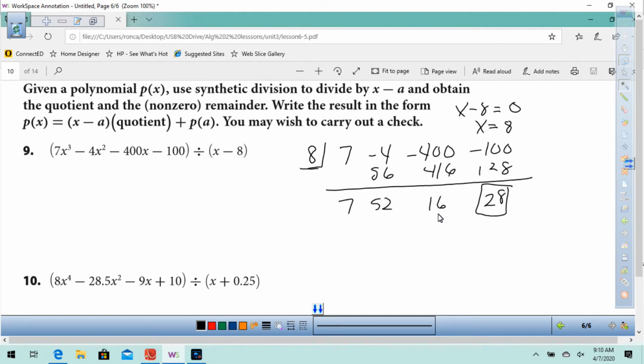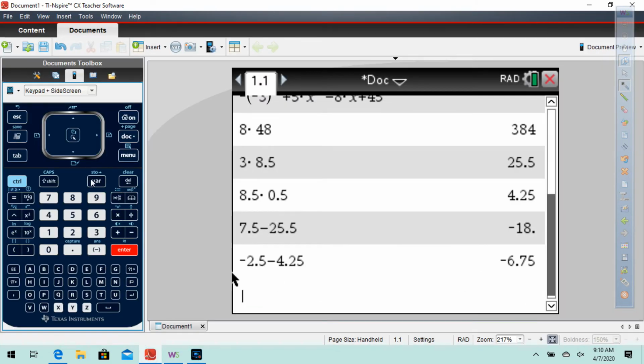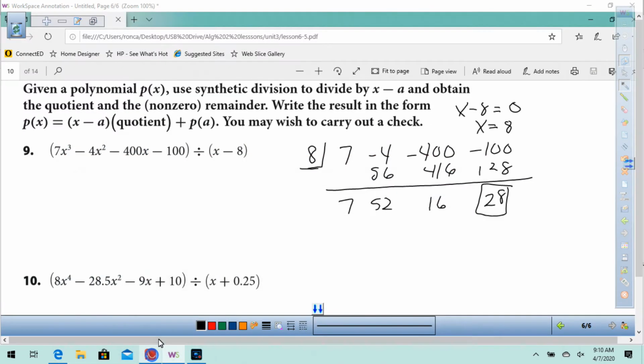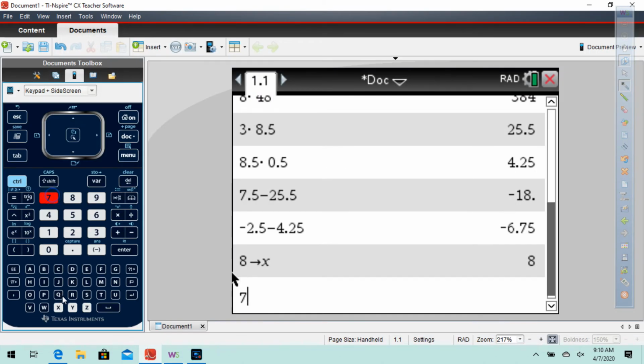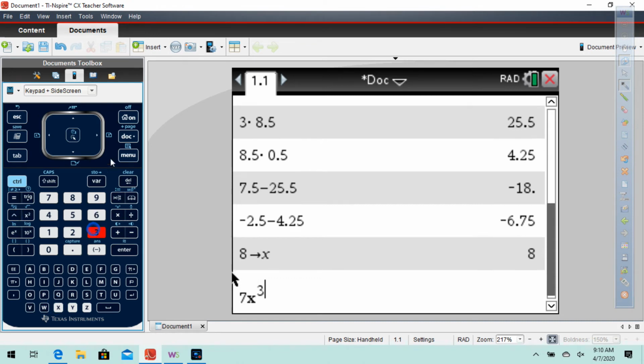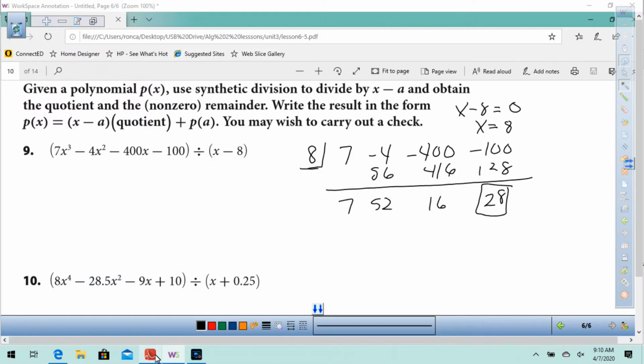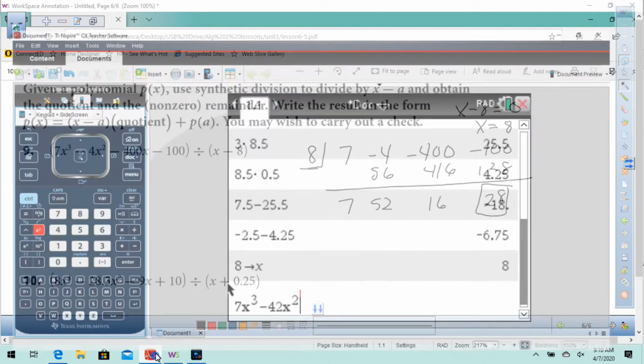I wonder, watch this. This is going to be cool. You're going to like that. So I got 8 here, right? So I'm going to go into my calculator and I'm going to put 8 control variable X. Now let's go over here and we've got 7x cubed, I think it was minus 42x squared. Minus 4x squared.